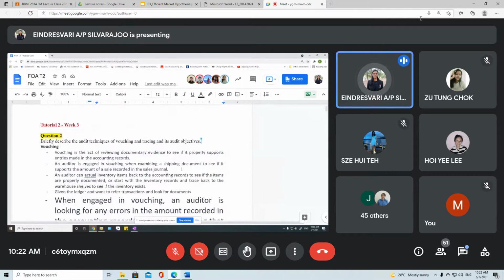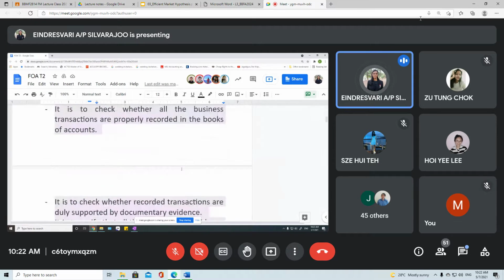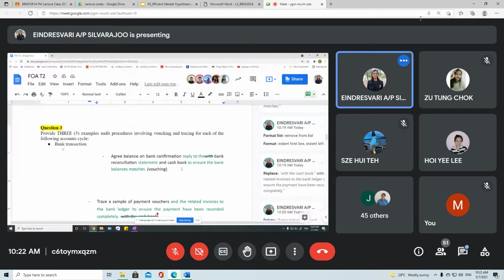Who is playing with this? Stop touching this Microsoft Word. Stop editing, because I'm here. Don't move the screen.